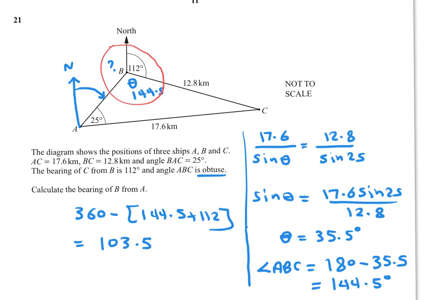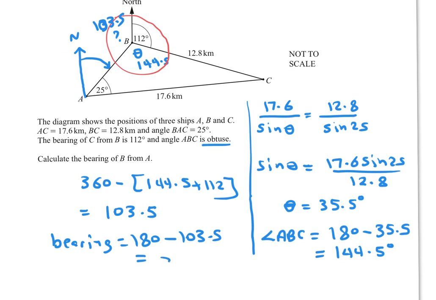Now the bearing, this bearing is 180 minus this angle, 103.5. So the bearing is 180 minus 103.5 equals 76.5.